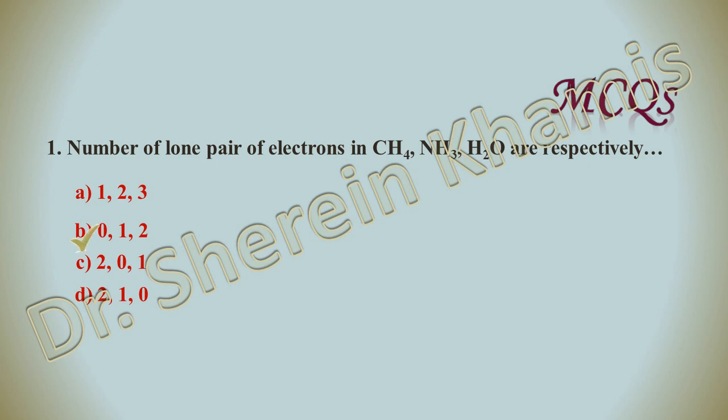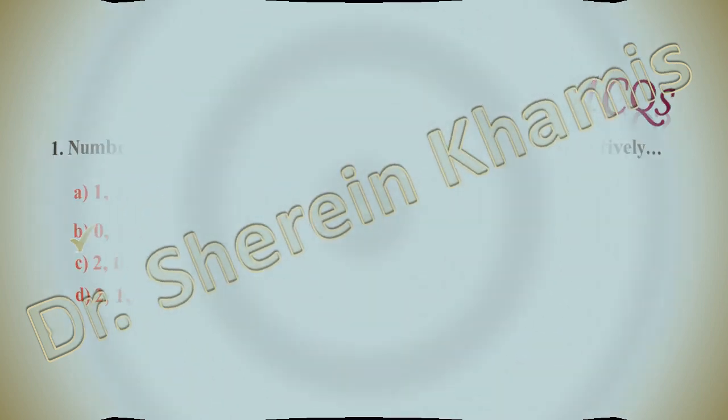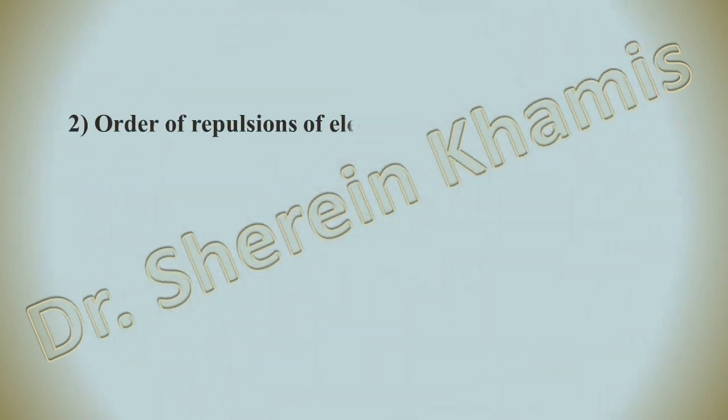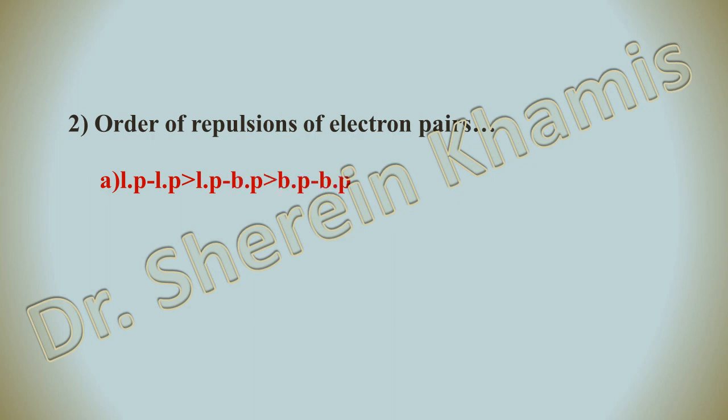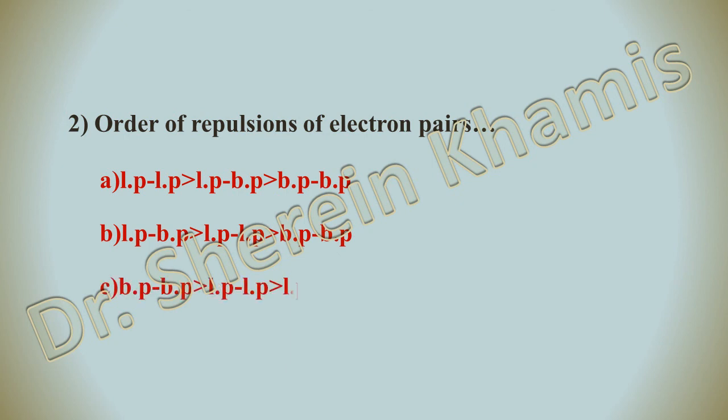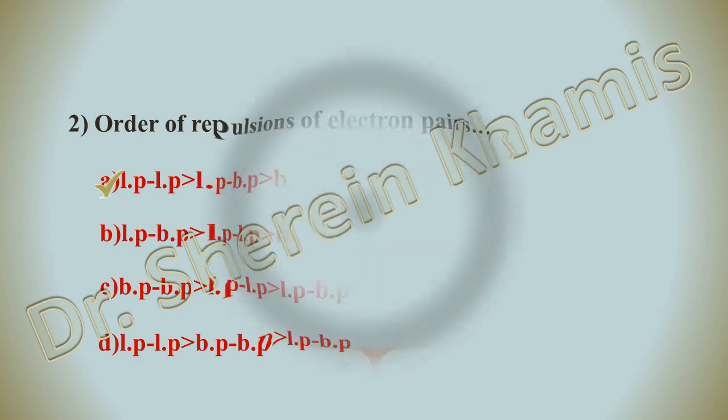Okay, let's go to another question. We have the order of repulsion of electron pairs. I said it's easy to remember. The first one, lone pair, bond pair, will be the right answer, letter A, without reading the rest of them.